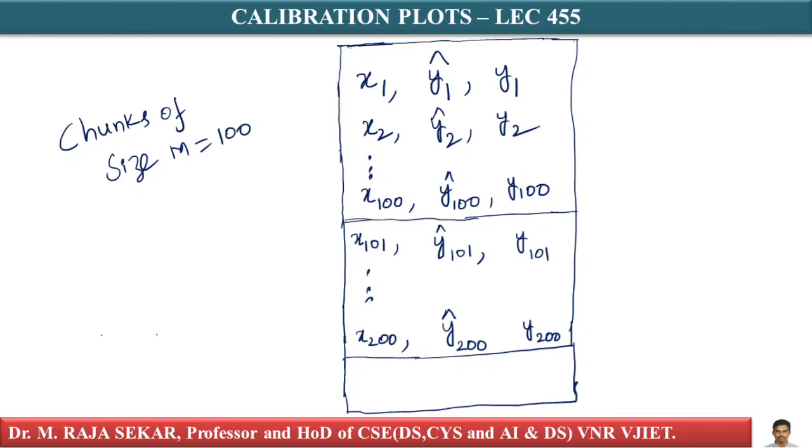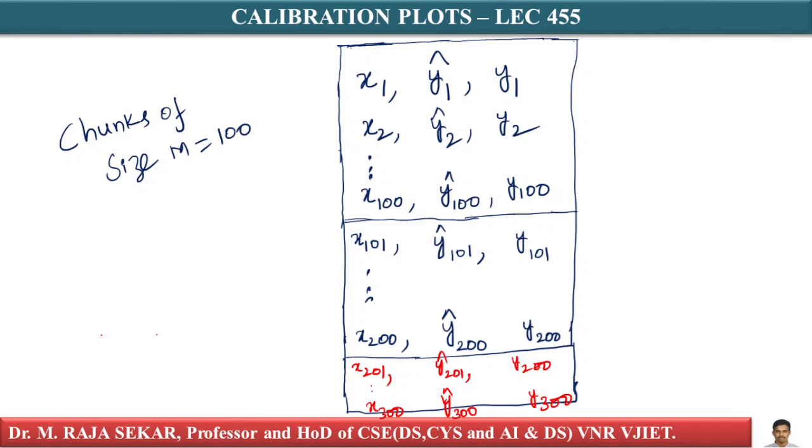Similarly, you get x101, y cap 101, y101, so on, x200, y cap 200 and y200. So in my third chunk it could be x201, y cap 201, y201 up to x300, y cap 300, y300. We have three chunks. Each of these chunks is of size m. Next thing we will do here, for each chunk, average yi cap.